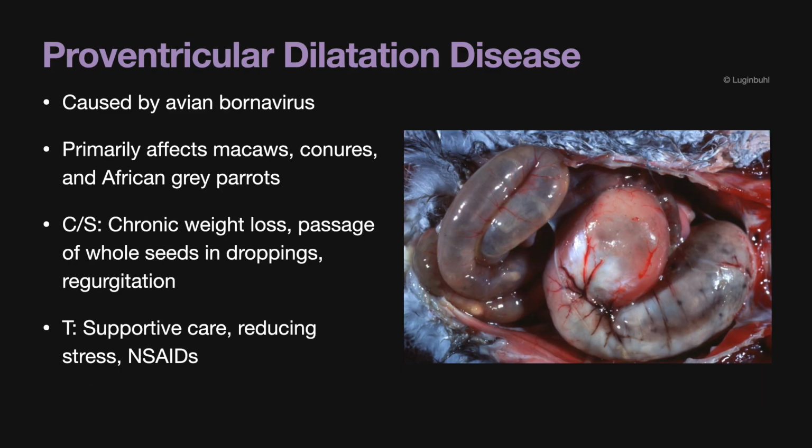Proventricular dilatation disease is caused by avian bornavirus. It primarily affects macaws, conures, and African gray parrots. Clinical signs include chronic weight loss, passage of whole seeds in the droppings, and regurgitation. Treatment focuses on supportive care, reducing stress, and NSAID therapy.